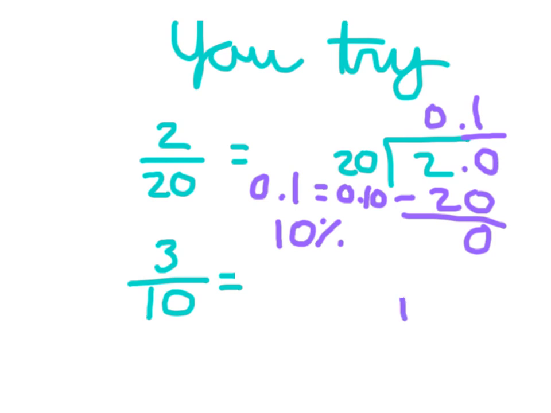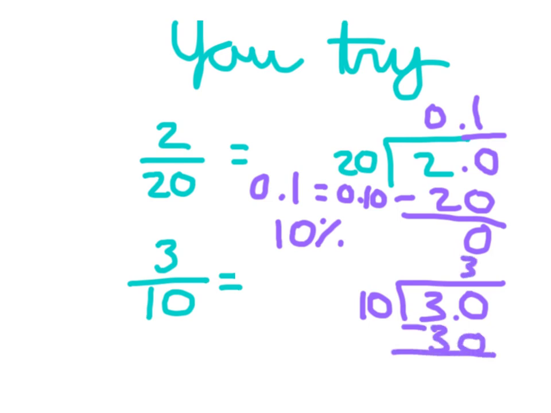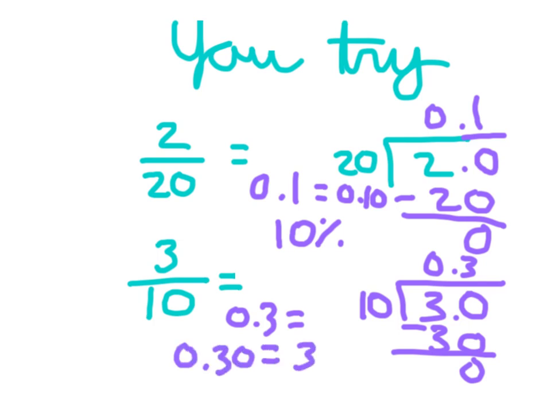3/10. Sure, I had that other way to work it out, but I wanted to use the division method here, so that is 3 divided by 10. Place a decimal point and a 0. 10 goes into 30 three whole times. 3 times 10 is 30. 30 minus 30 is 0. Decimal point comes straight up. We've got 0.3, which does equal 0.30, which is 30%.